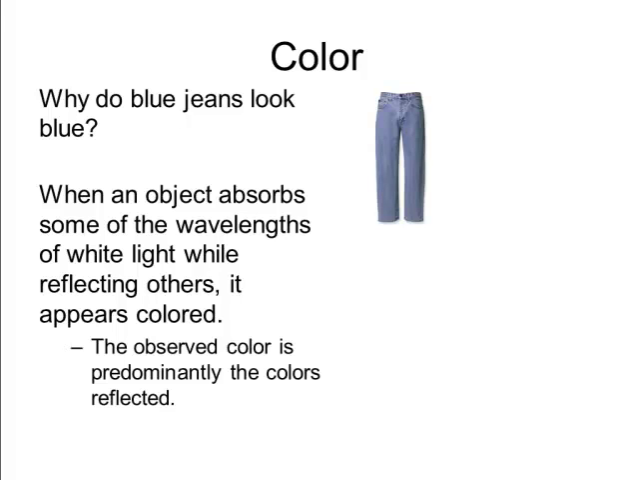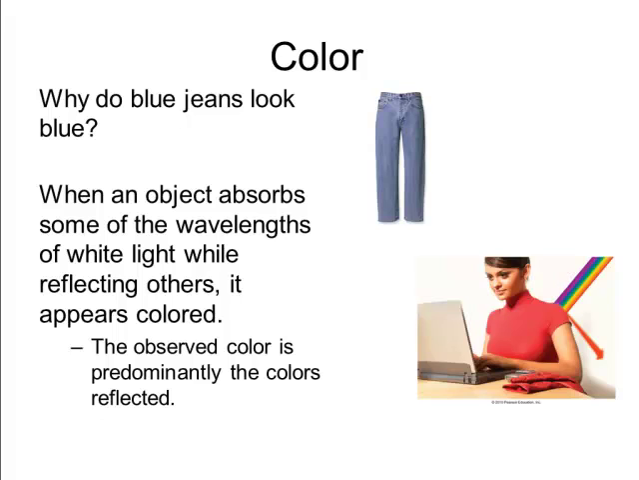So the observed color is going to be the color reflected. Right? So if I look at this red shirt here, as the white light comes in, remember it's that mixture of all the colors of the rainbow coming in, strikes that red shirt, the red color is going to be reflected.